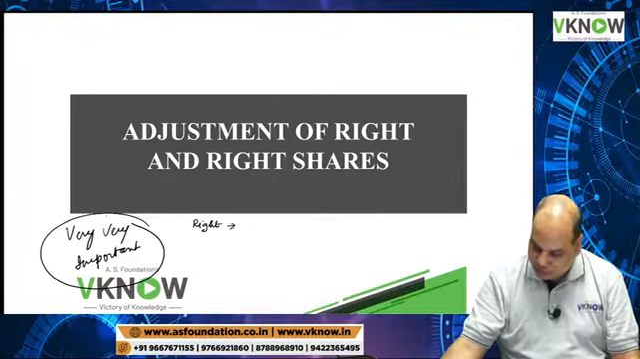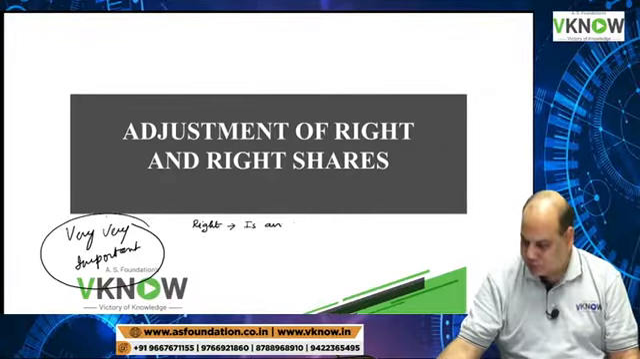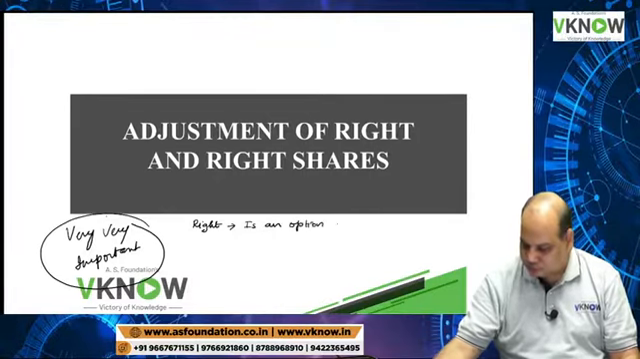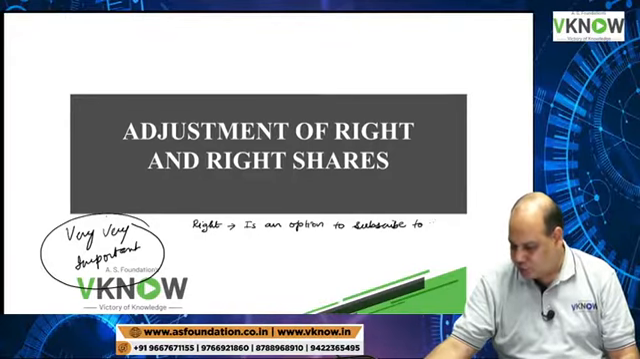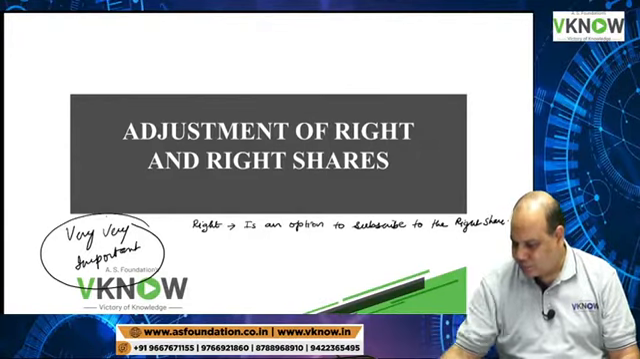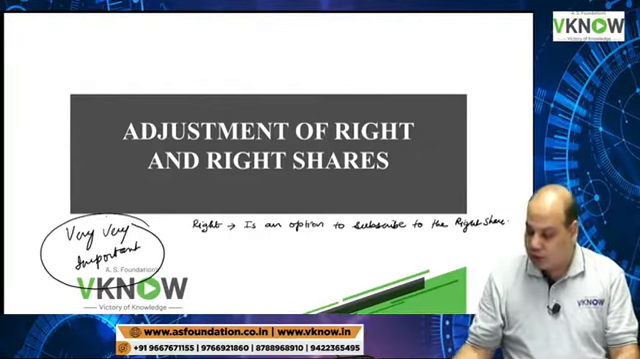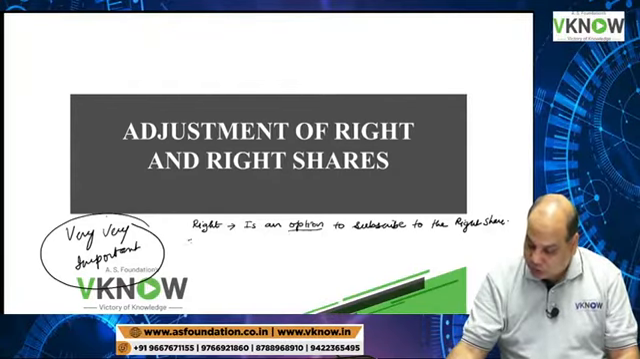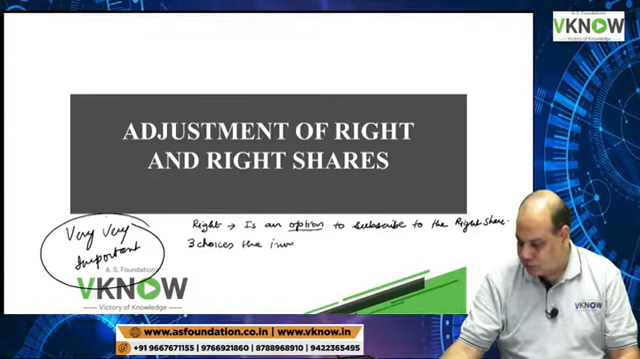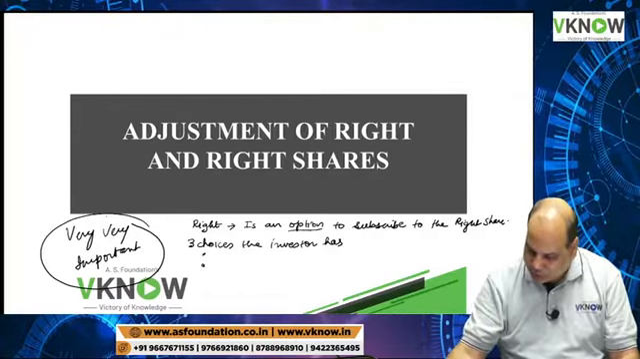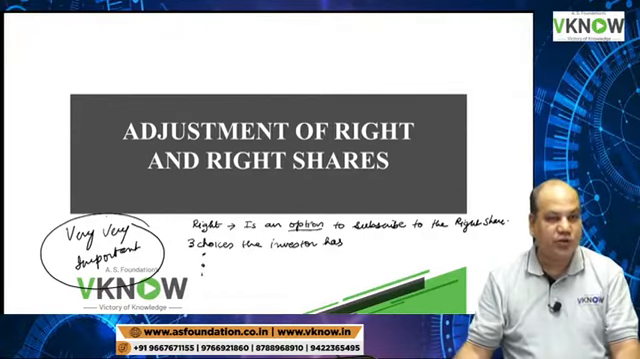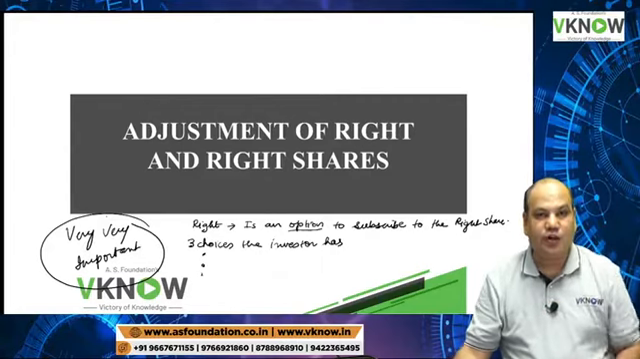What is right? Right is an option to subscribe to the right shares. Right is an option to subscribe to the right share. So, what are the three choices the investor has? Come on. What are the three choices the investor has when he receives the right?